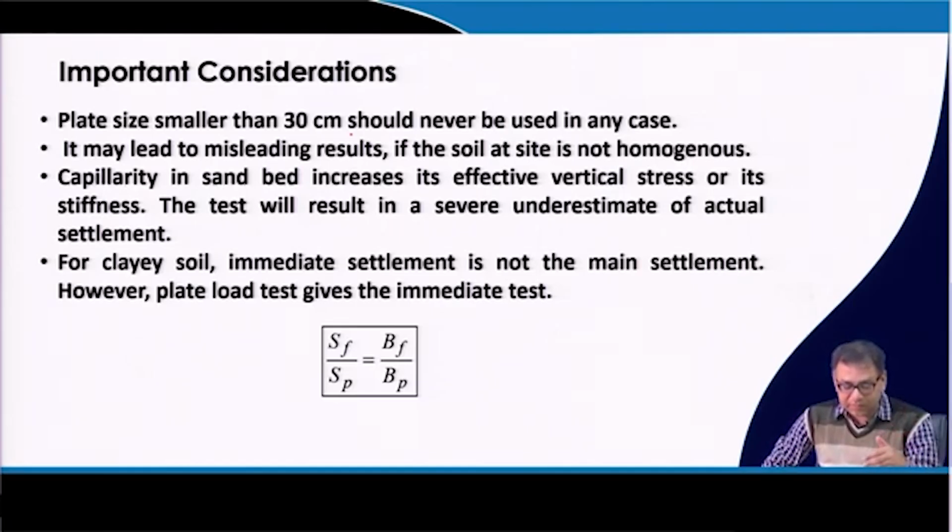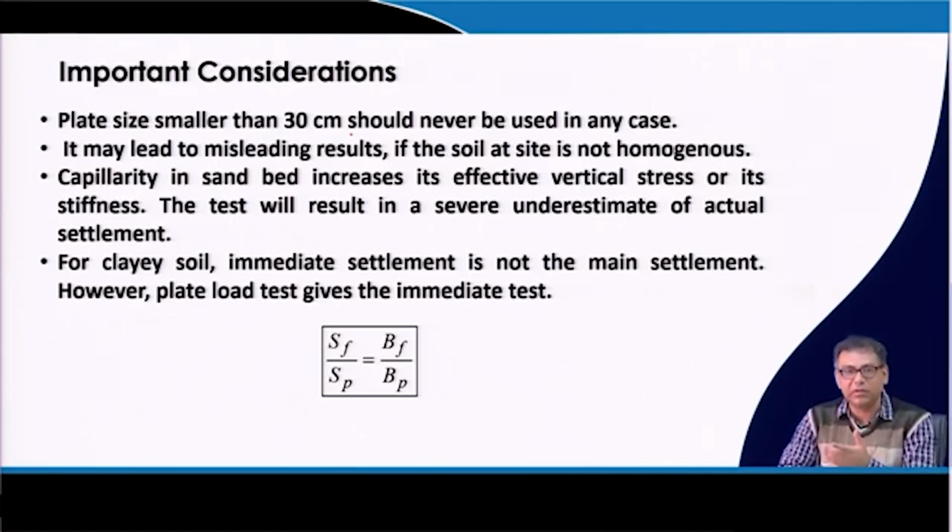And then for sand bed, if it is say not totally saturated, then there is a possibility of capillary rise of the water, and so your capillary negative pore pressure will develop. So, effective pressure will increase. So, that means that may mislead the actual settlement. So, you keep these things in mind.